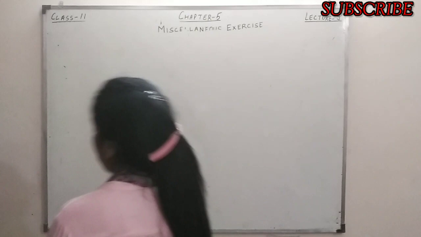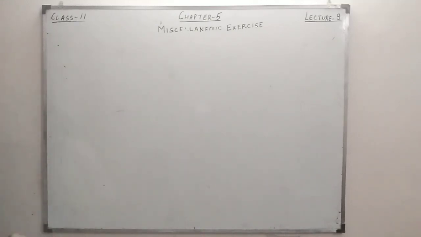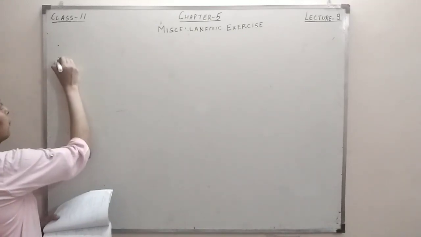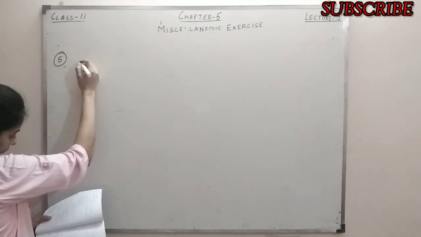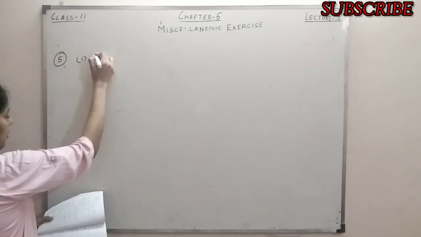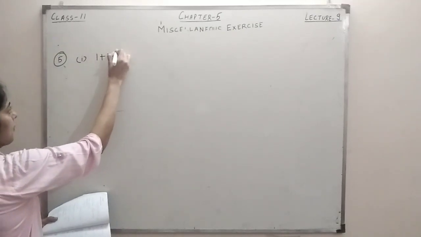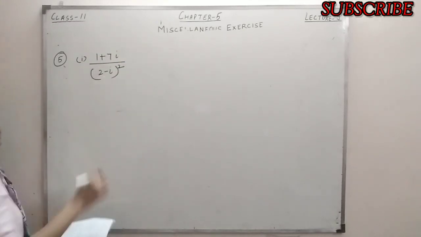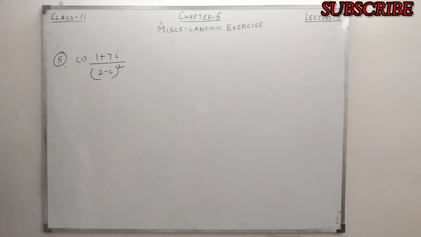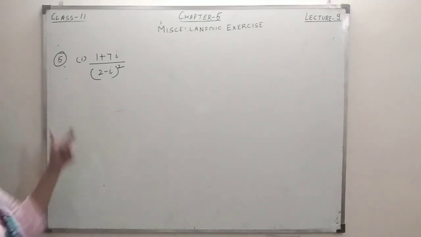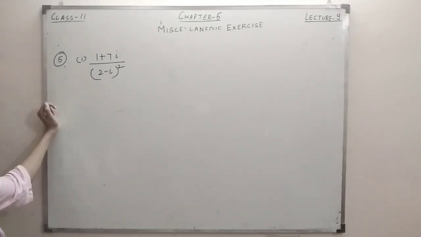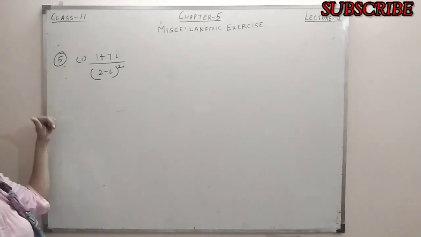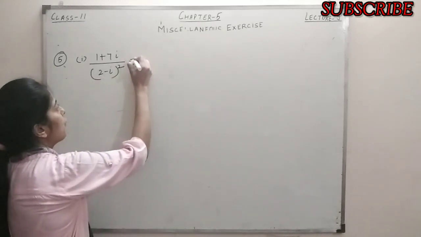Now in question number 5, we have to convert into the polar form. The first part, that is (1 + 7i) upon (2 - i) whole square. So convert it into the polar form. How to convert into the polar form, that we have done. But first of all, we'll solve it. What we have?